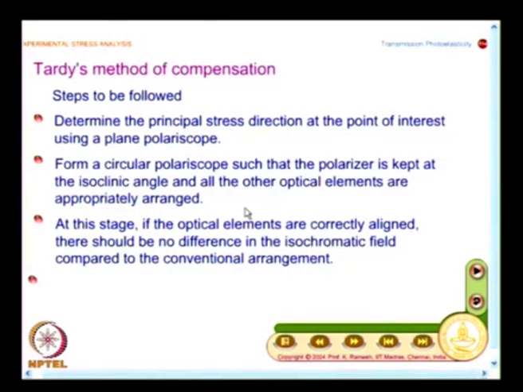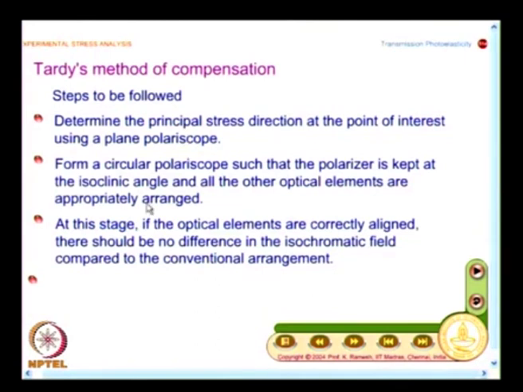And what we will do is we will see the procedure first, then we will go and develop the mathematical analysis and convince ourselves whatever the procedure that we have stated indeed coincides with our analytical development. That is the way we will proceed. And as in any compensation technique, you will have to find out the principal stress direction at the point of interest using a plane polariscope. Your interest is only to find out fringe order n, but you also have to find out theta.